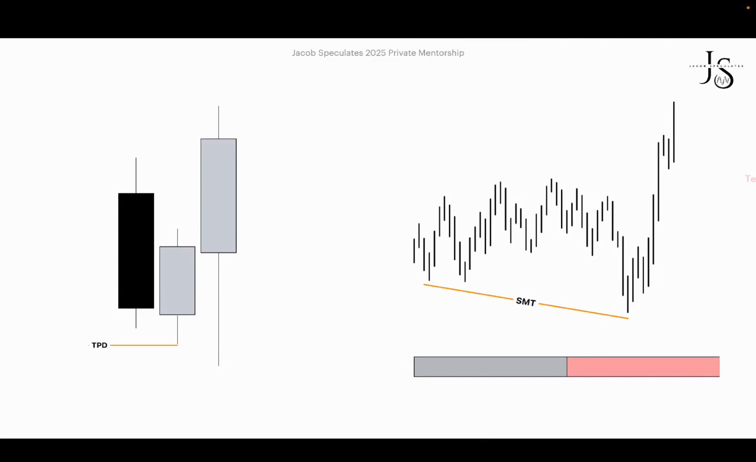And now looking at the diagram, we can see on the left, if those candles were daily candles, and that candle in the middle, which would be candle 2, formed a TPD, then on the weekly cycle, you would look for that SMT to confirm that TPD. So SMTs confirm TPDs, but TPDs also confirm SMTs, and it's all dependent on the time frame alignment that you choose.